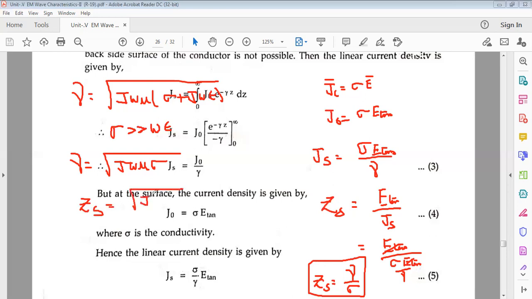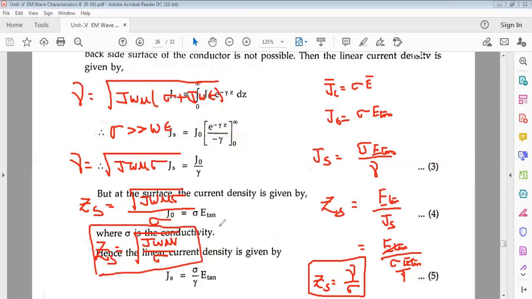gamma as j omega mu by sigma. Here the root sigma is there and the sigma will get cancelled with the root sigma. Therefore that is equal to j omega mu, and root sigma by the sigma is a root sigma. So you get ZS is equal to under root of j omega mu by the sigma.